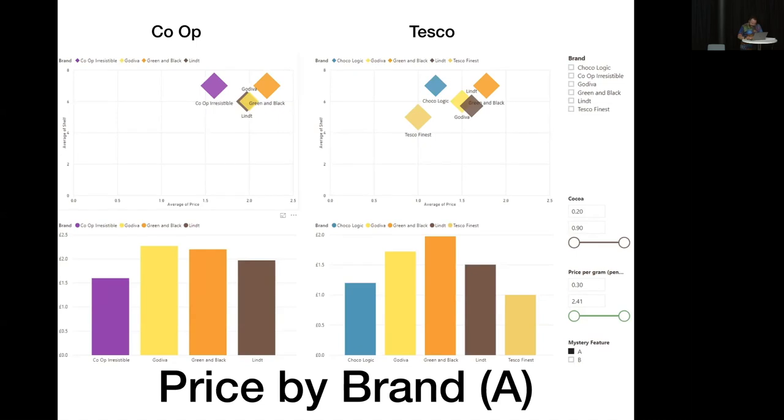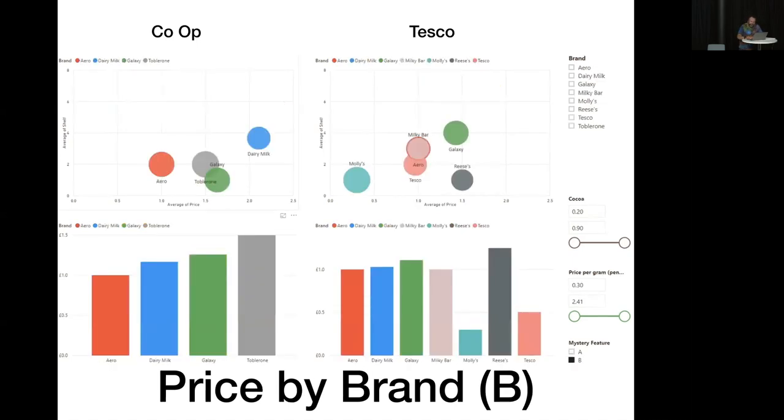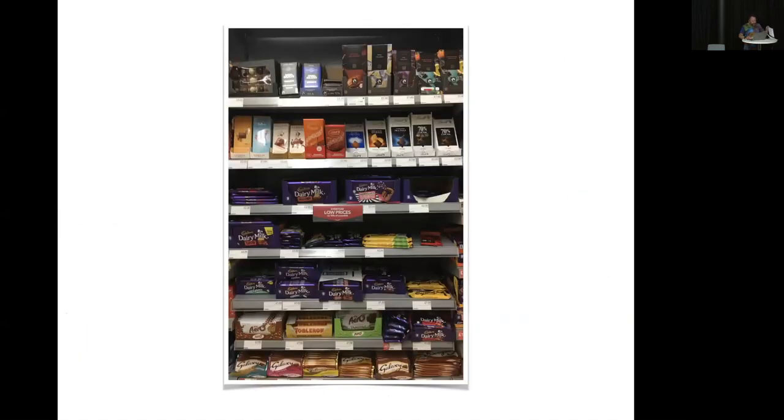The bars on the top 2 shelves in the Co-op and the top 3 shelves in the Tesco also have this mystery feature A. However, those with mystery feature B are not on the top shelves, and they are generally less expensive, especially Molly's, which is 30p from Tesco. There we are. So, what was it about this? What is the mystery feature?